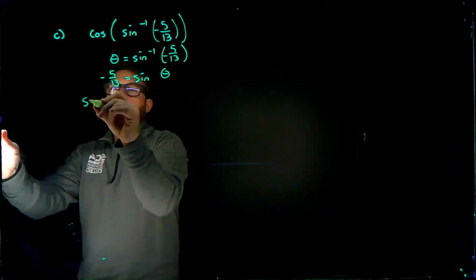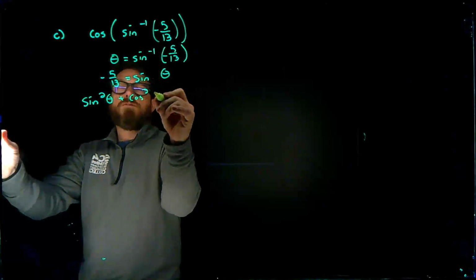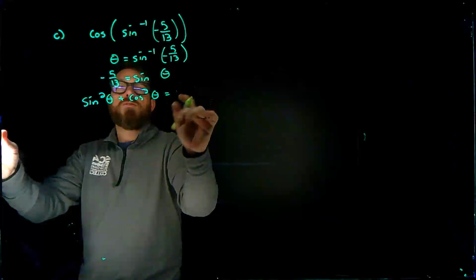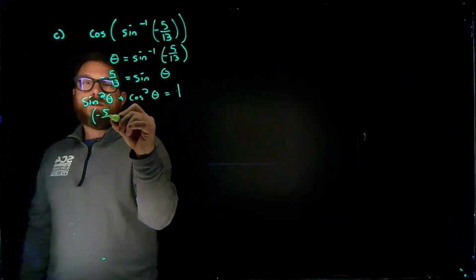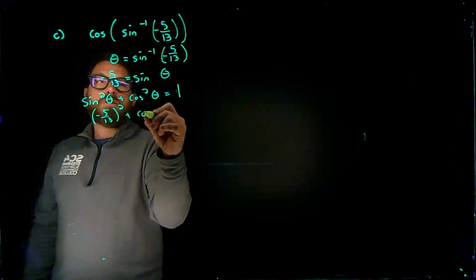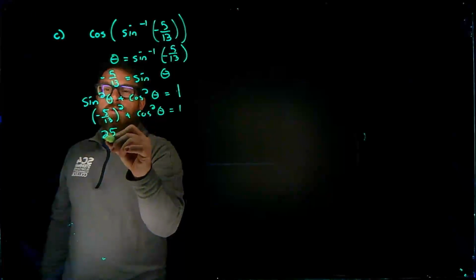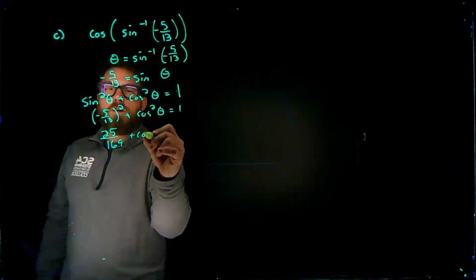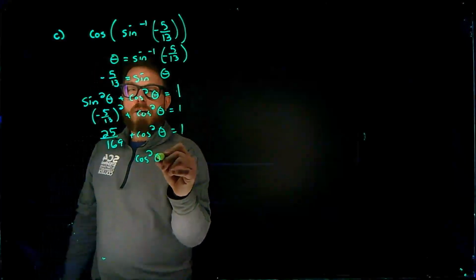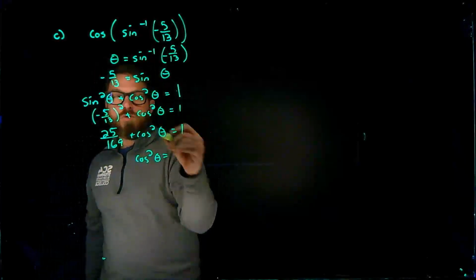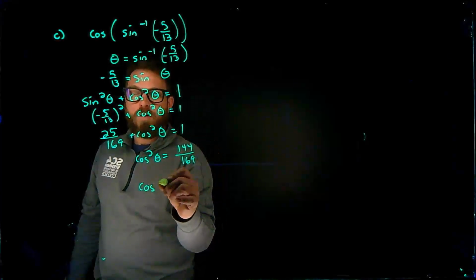And now I can use the Pythagorean theorem to turn this sine function into a cosine function. So the sine of theta is equal to minus 5 over 13. So we're going to have to square that, plus cosine squared of theta is equal to 1. So this is going to be 25 over 169 plus cosine squared of theta is equal to 1. So cosine squared of theta is going to be equal to 169 minus 25, which is going to be 144 over 169. And then finally we're going to take the square root.